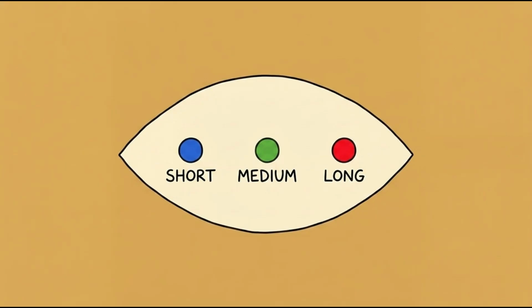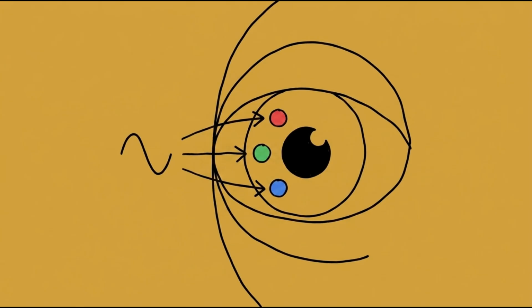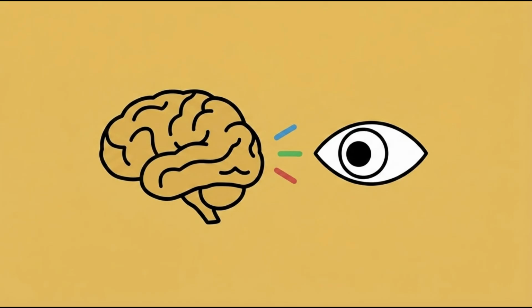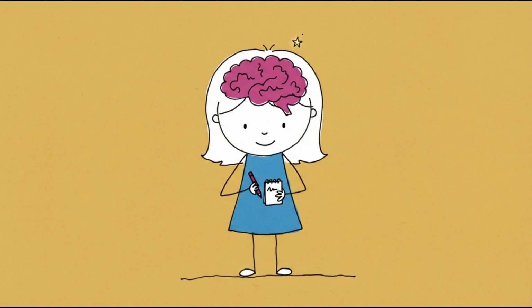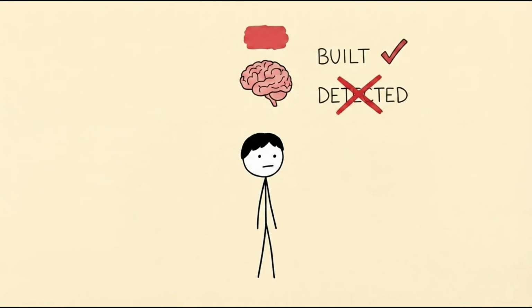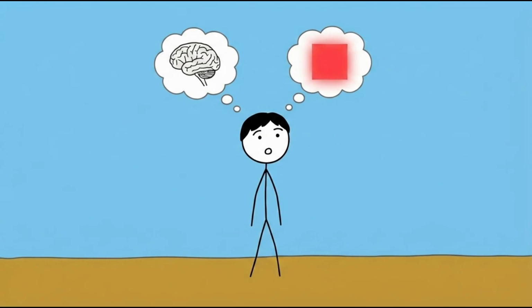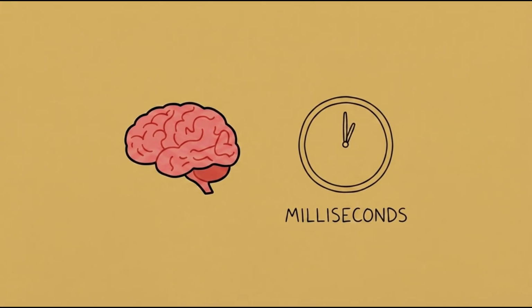Your eye contains 3 types of cone cells, each tuned to respond most strongly to a different range of wavelengths, roughly short, medium, and long. When light hits your retina, these cones fire in different ratios depending on the wavelength, and your brain takes those 3 overlapping signals and builds an experience out of them. Not detects, builds. The redness you see isn't a property of the object. It's a construction your visual cortex performs in real time, milliseconds after the light arrives.